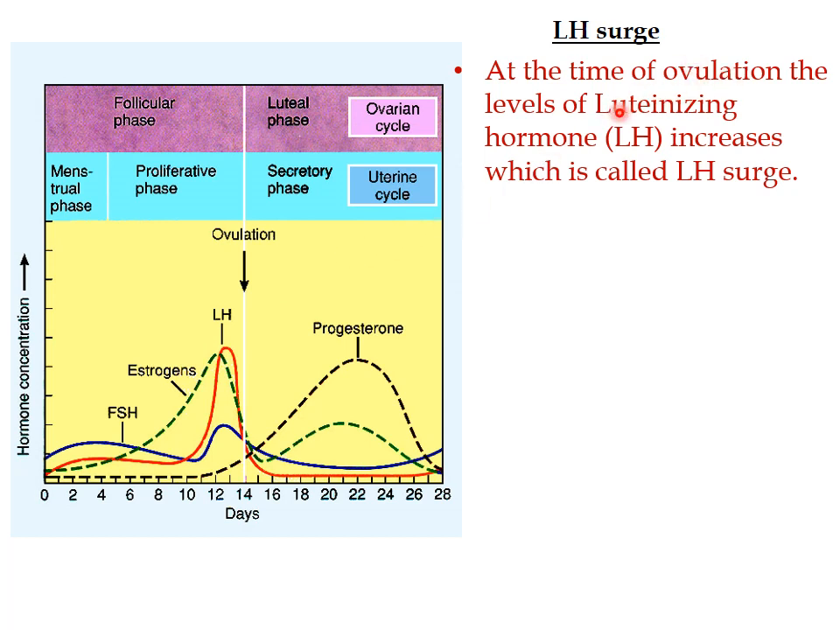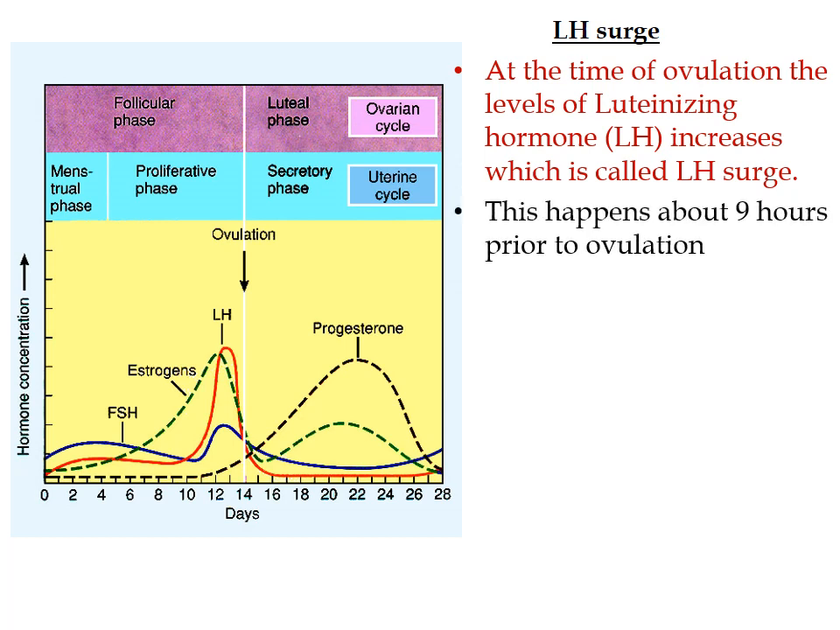Approximately 9 hours before ovulation, the LH surge is seen, the high levels of luteinizing hormone, and this is the most essential point. This is the responsible factor for ovulation to occur. Ovulation depends on the LH surge. That means if there is no LH surge, no ovulation will happen.